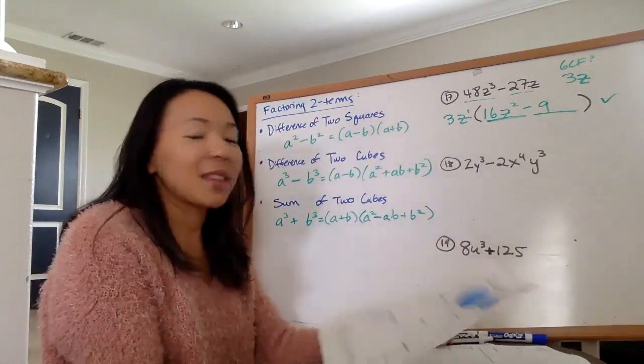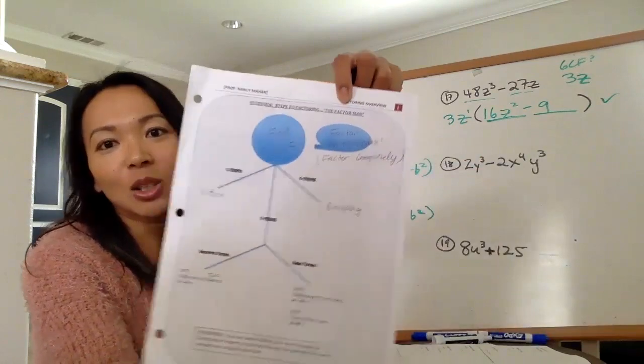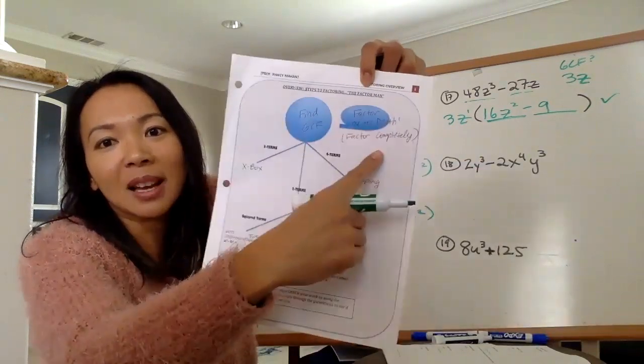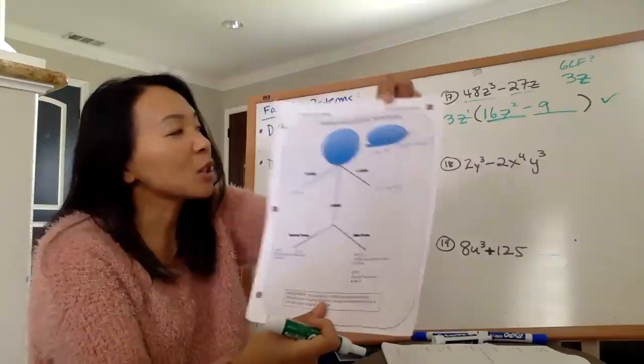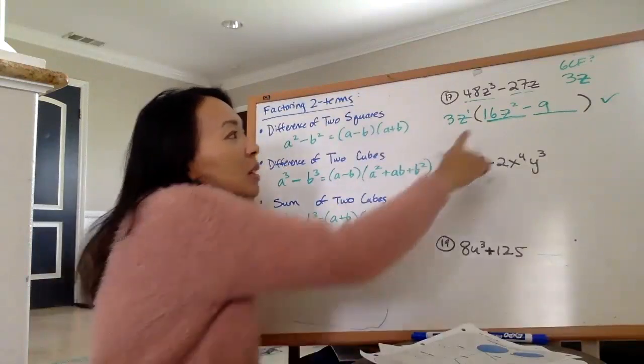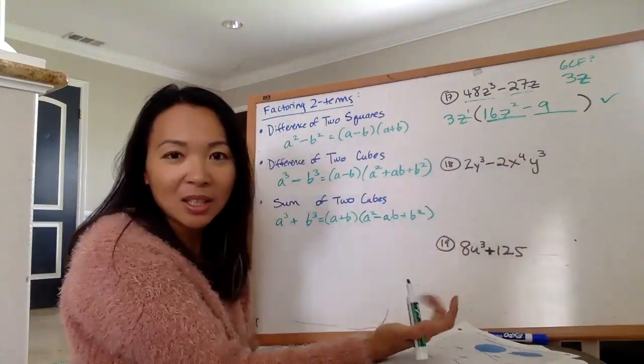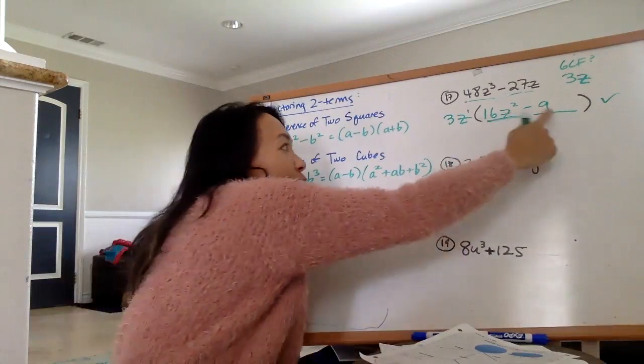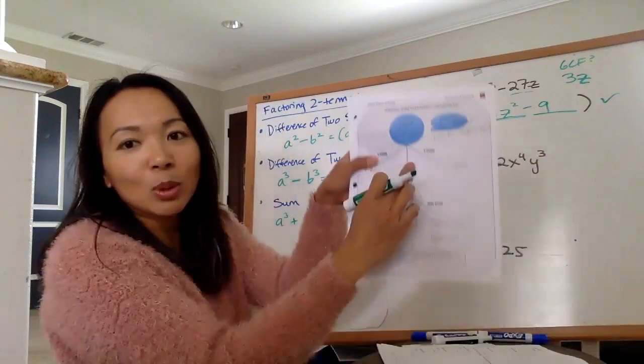Am I done? And the answer is no, because this dude says factor me to death or factor completely. So factor all the way. So when I look in here, I'm like, can I still factor this? Well, let's check. There's 2 terms. Okay, 2 terms. What do I do?